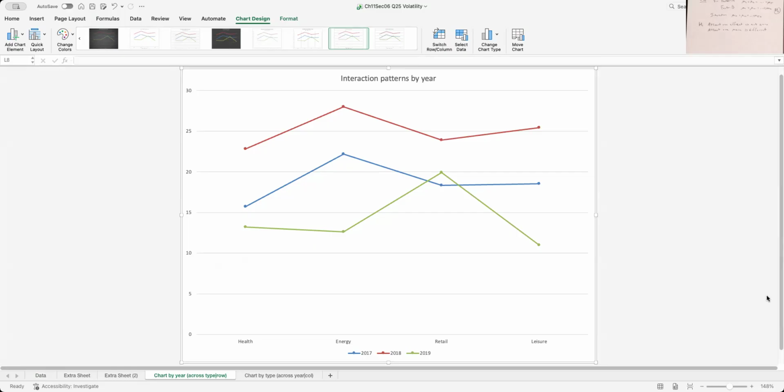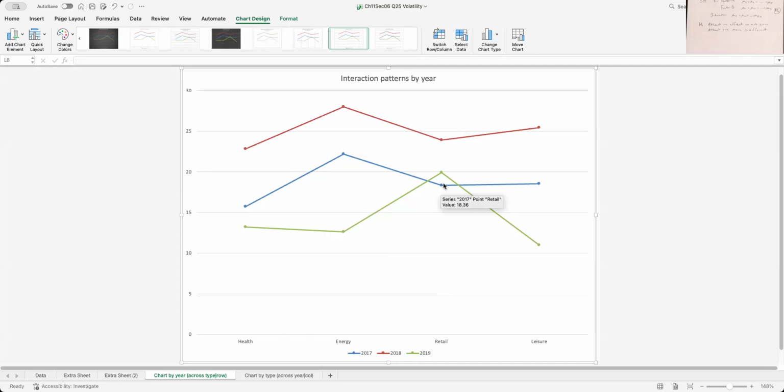So in this case, I see that odd behavior in the retail sector, where this third portfolio, health, energy, retail. Oh, retail.